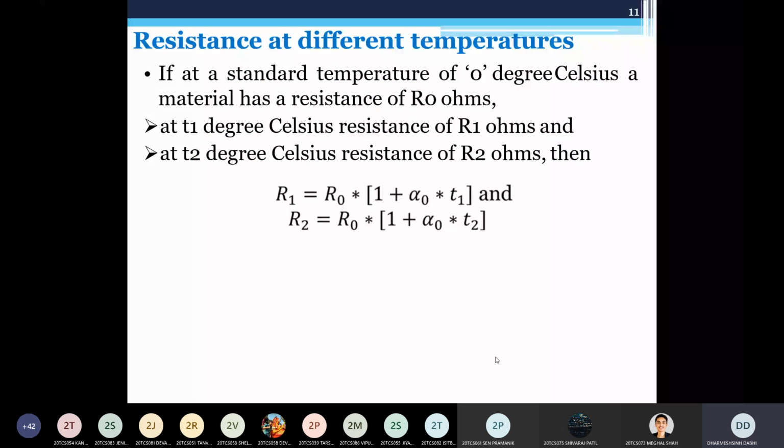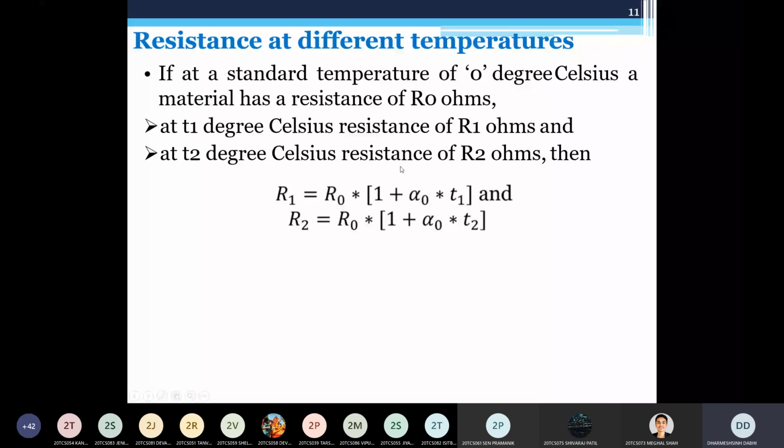So let's derive the equation for how to calculate the new value of the resistance based on the temperature difference created. Suppose at a standard temperature of 0 degrees Celsius, the material has a resistance R0 ohm. Then at T1 degree Celsius, suppose it has a resistance R1, and at T2 degree Celsius it has resistance R2 ohm. So we have the value of resistance R1 at T1 degree equal to R0 into 1 plus alpha 0 into T1.